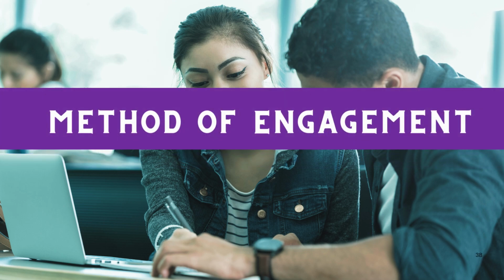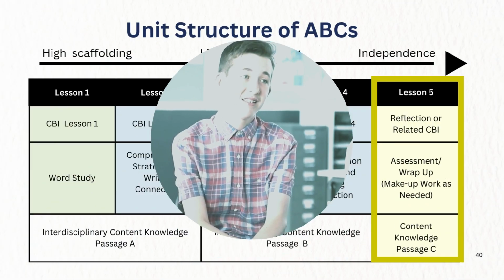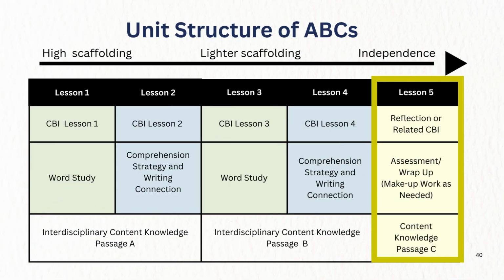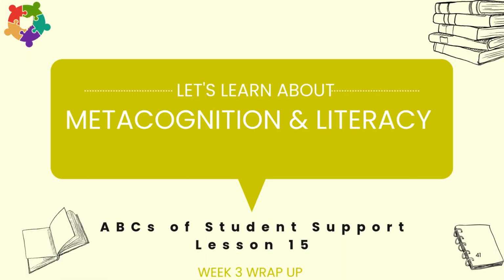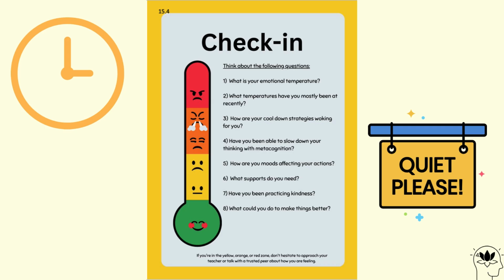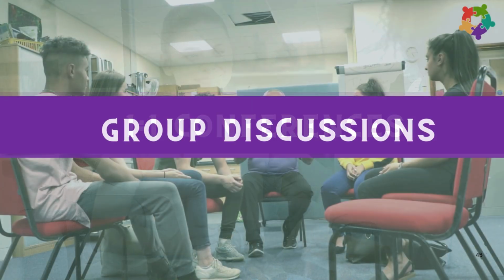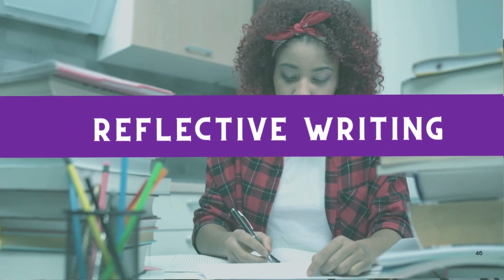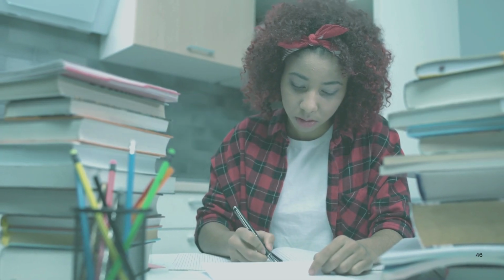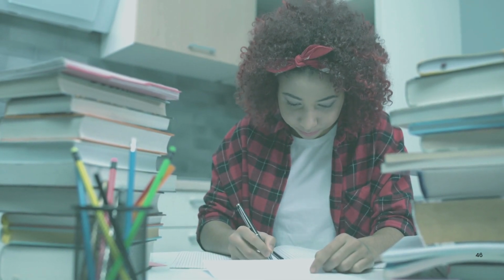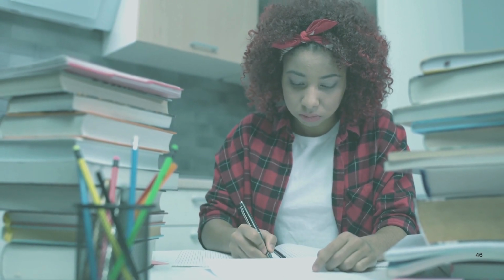Method of engagement is another way that you may customize the curriculum. This is particularly true on Lesson 5 of every unit. The fifth lesson in every unit is a wrap-up lesson. Recall, these lessons are shaded yellow and include assessments and check-ins. Using the prompts, you can choose the method of engagement that works best for your group. You may address the prompts using one-on-one conferences, group discussions, reflective writing, or a combination of these methods. Flexibility is important so that check-ins are meaningful and suited to your students' needs.